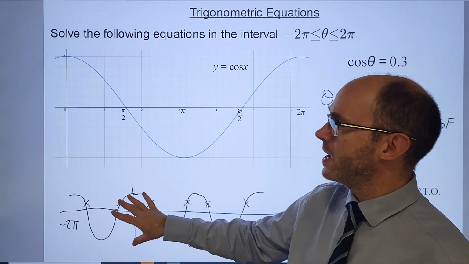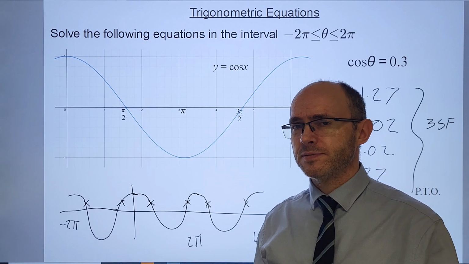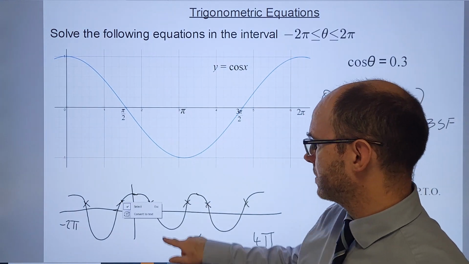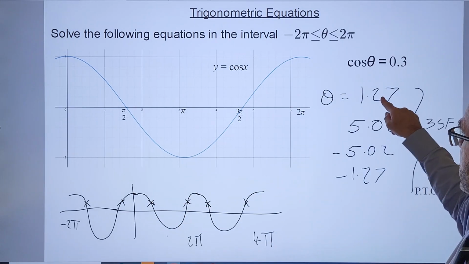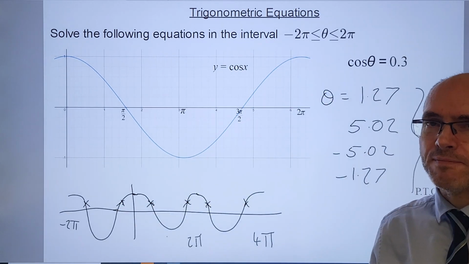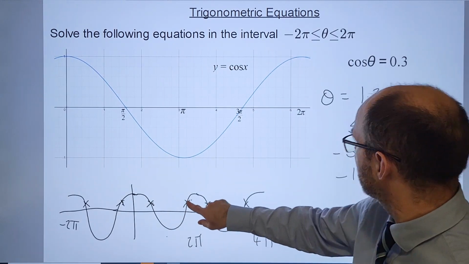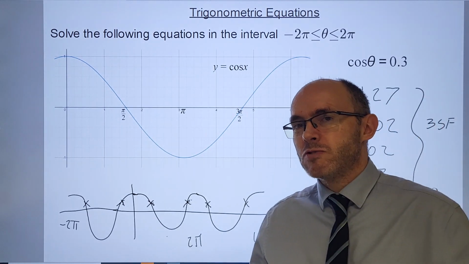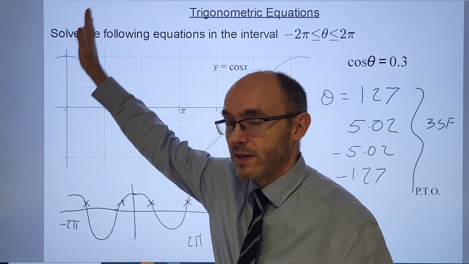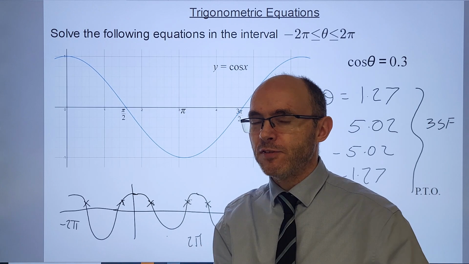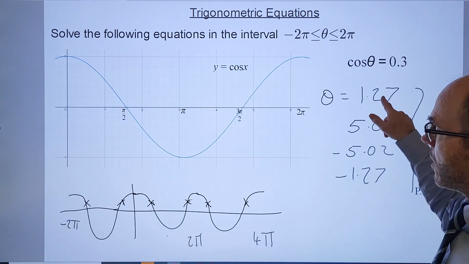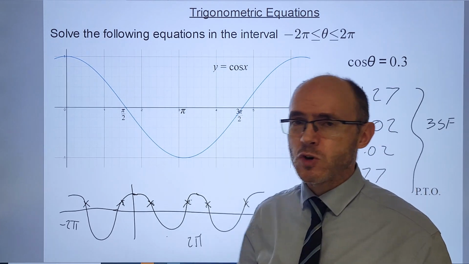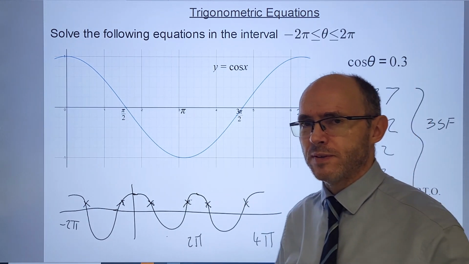Alright, before we go to the next one, just look at this graph. How do I draw it nicely? It's a symmetrical curve, the cosine graph. Okay, what that means is that value is the same as that value but negative. So that value 1.27, that value negative 1.27. This value here 5.02, that value negative 5.02. It's a nice looking graph because it's symmetrical about the y-axis. Okay, so that's a tick for you. If you're doing the inverse cosine, when you get a positive answer, just make it negative. That's also going to be an answer as well. If you don't remember that, just subtracting 2 pi will always give it to you.